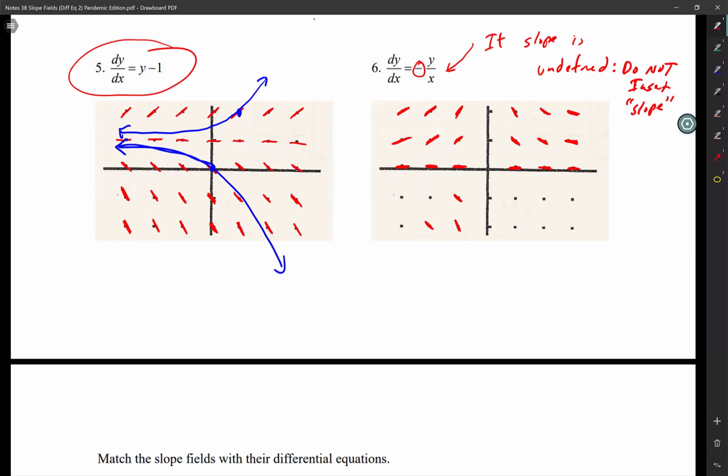So now I'm at negative 2, negative 1. That's going to be a slope of negative half. And now I'm at negative 3, negative 1. That's going to be a slope of negative 1/3. Negative 3, negative 2. That's going to be a slope of negative 2/3.